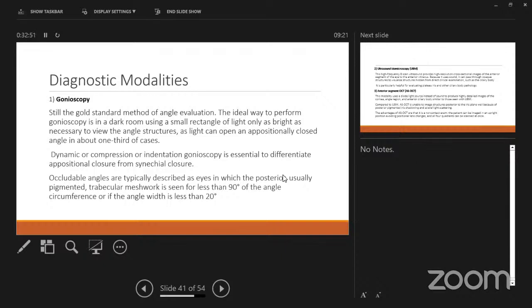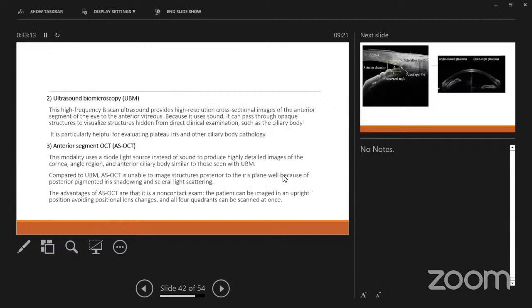Important to note is that it should be performed in the dark room because even a slight amount of light can cause the iris to constrict and it can falsely open the angle. And occludable angles are typically described as eyes in which the posterior pigmented trabecular meshwork is seen in less than 90 degrees of the angle circumference, or the angle width is less than 20 degrees. And the two imaging methods are ultrasound biomicroscopy and ASOCT.